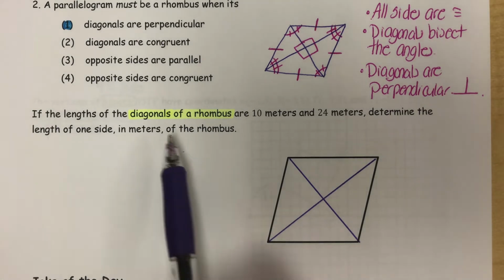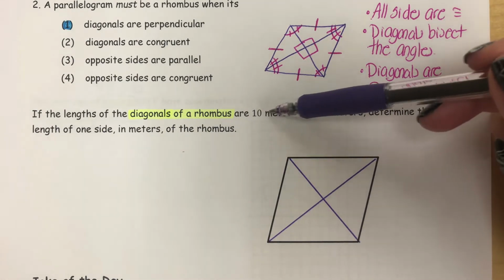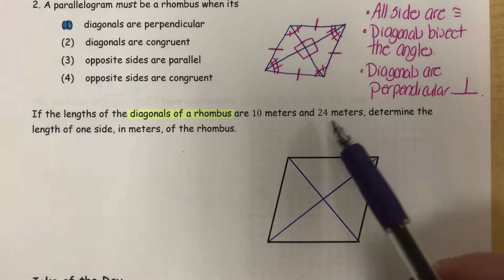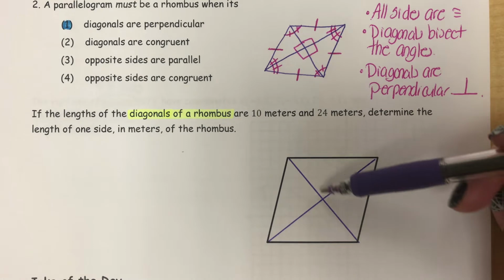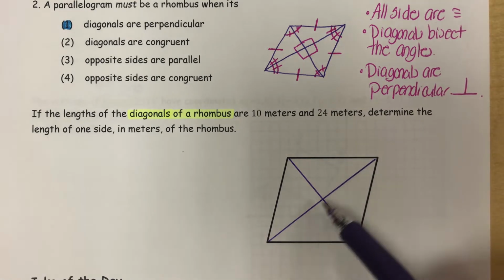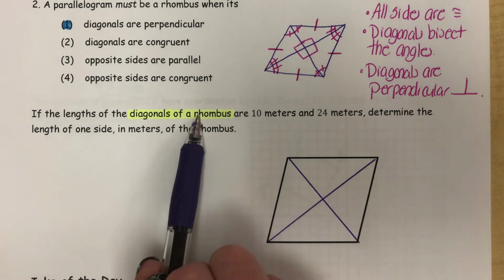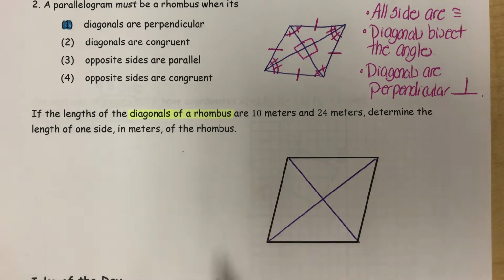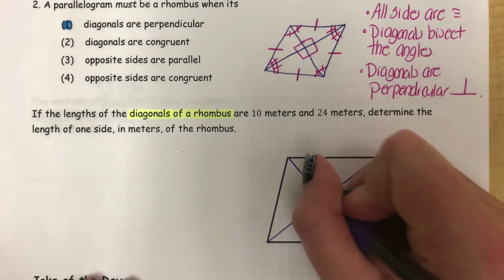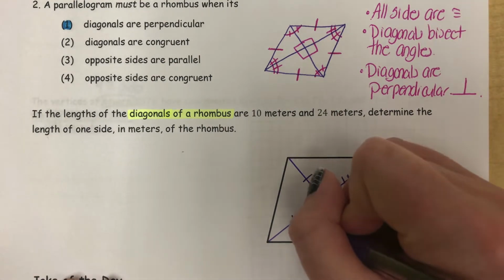So now that I have those diagonals, I know that this entire piece is gonna be 10 meters, and this entire piece is 24 meters. But it's being broken up here into 2 sections, again, 2 sections. So if you remember back, I know that a rhombus has all the properties of a parallelogram. Well, I know in a parallelogram, the diagonals bisect each other. So I know that this chunk equals this chunk, and the same thing, this top piece equals this bottom piece.